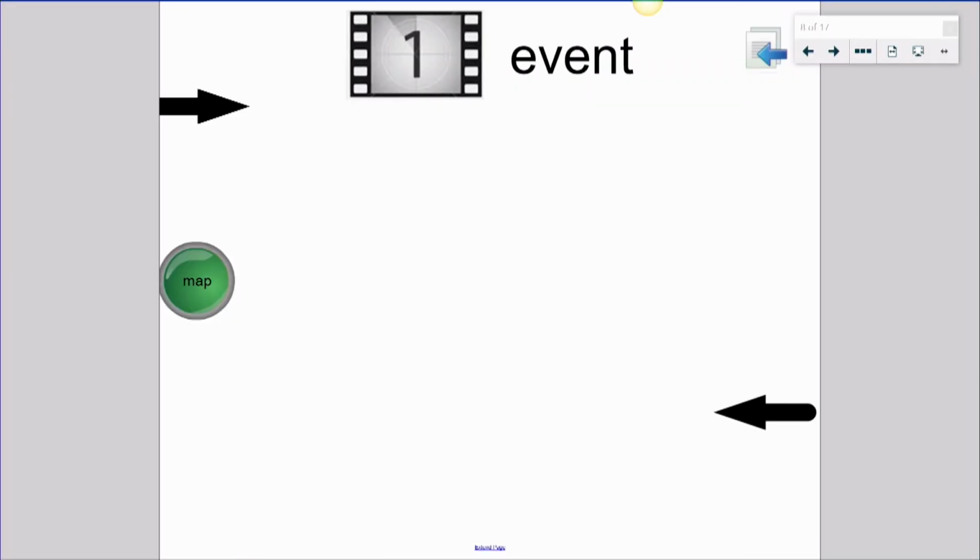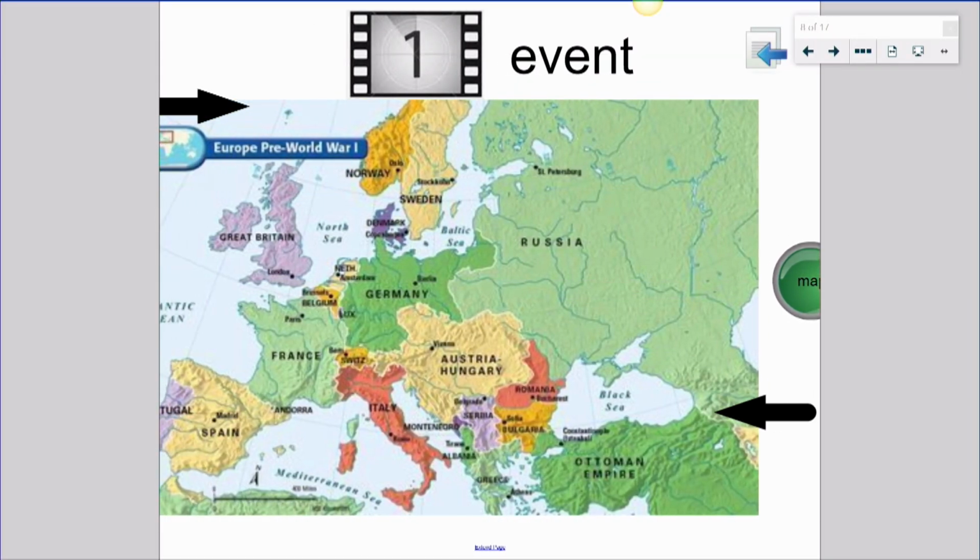Let me pull this map back up and set the scene for you. If you remember, nationalism is pride in and devotion to one's people. There was a group of people called the Slavic people, and the majority of the people in this little country right here, Serbia, were Slavic. But there were also a lot of Slavic people in this little area that had been annexed by Austria-Hungary called Bosnia-Herzegovina.